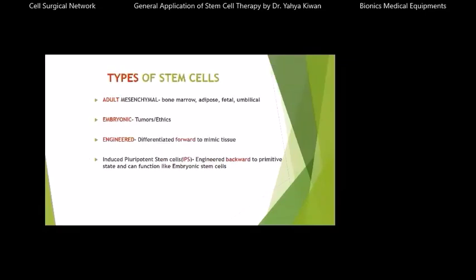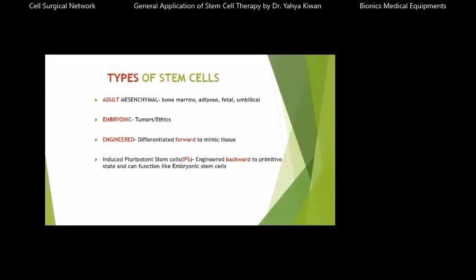Next, what types of stem cells do we have? We have adult mesenchymal stem cells, which are derived either from bone marrow, adipose tissue, fetal tissue, or umbilical cord. We have embryonic stem cells. They are only derived from a dead embryo. There are issues with embryonic cells, which can cause tumor formation, and there are ethical issues. So probably now nobody uses them.